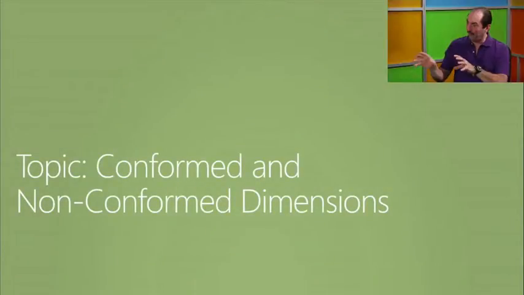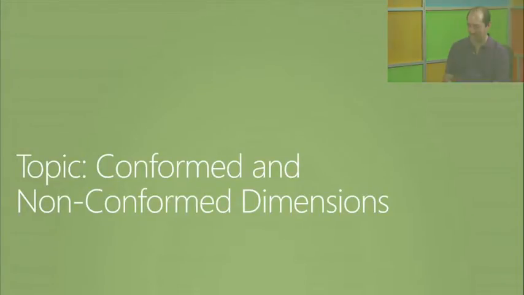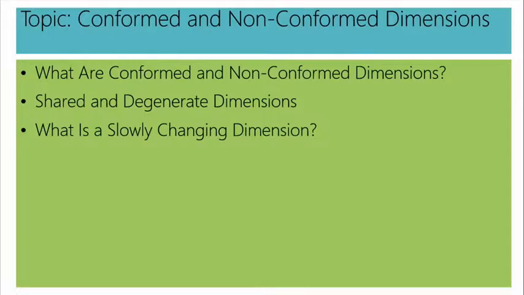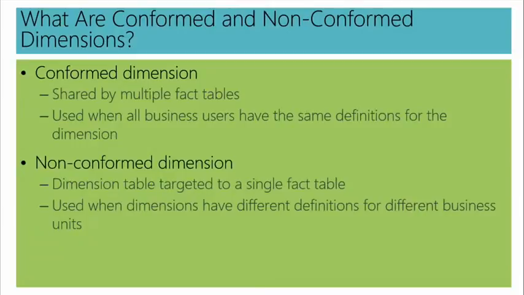And I know you have a few specific things you wanted to mention, some dimension-specific design aspects. Yeah, we've got this thing called conformed and non-conformed dimensions. And along with that, we've got shared dimensions and degenerate dimensions. And oh yeah, last and certainly not least, a slowly changing dimension. So let's start out with conformed and non-conformed.